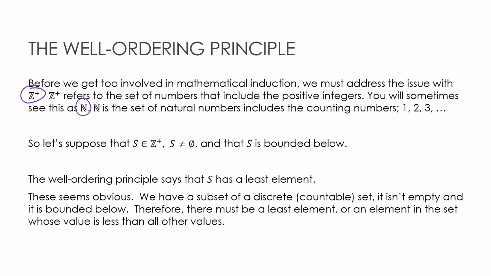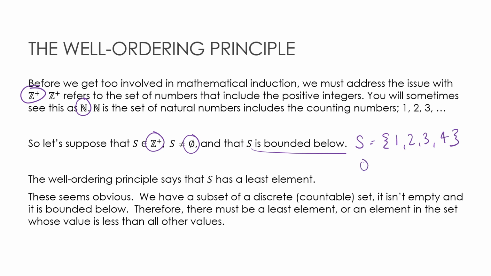So let's suppose I have a set S of values where all of the values in the set belong to the positive integers, it's not the empty set, meaning it actually has at least one element, and S is bounded below. I'm going to make up an example. Let's say 1, 2, 3, 4. This set that I've just made up fits the description. All of my values are positive integers. It's not empty. S is bounded below. In this case, it's bounded below by 0.